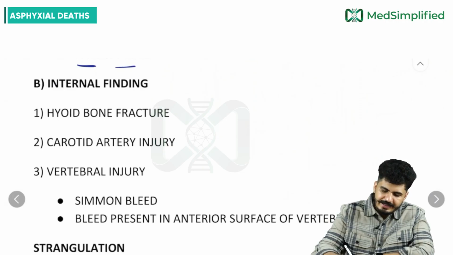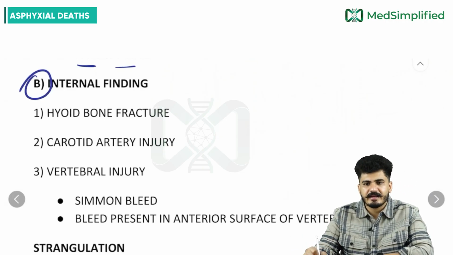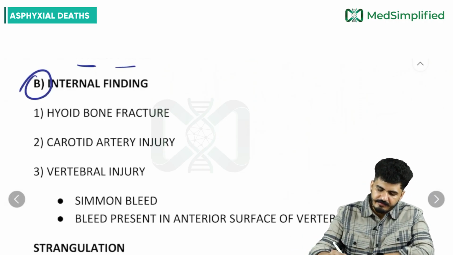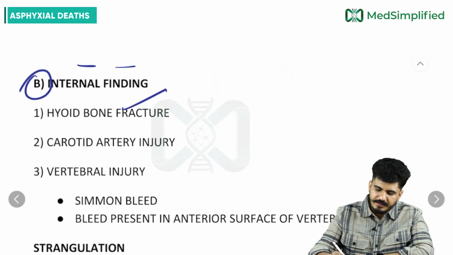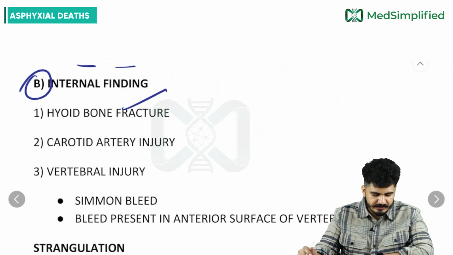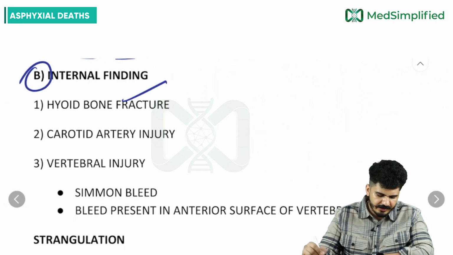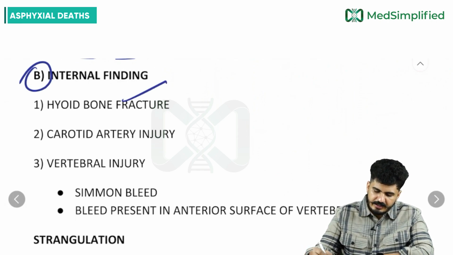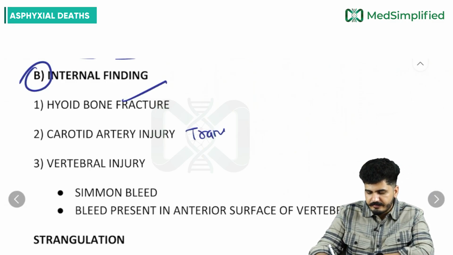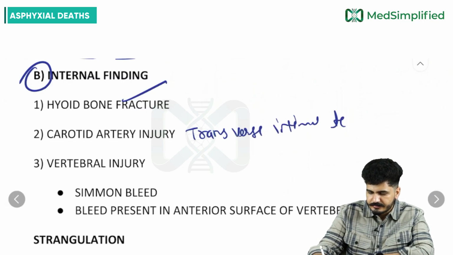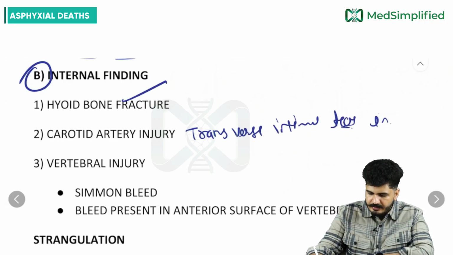Now we come to the internal findings in case of hanging. In the internal findings, there will be a hyoid bone fracture. Yes, we have discussed it right here, sir. Hyoid bone fracture, plus there will be a carotid artery injury. In the carotid artery injury, you will see there will be transverse intimal tears in the antemortem.